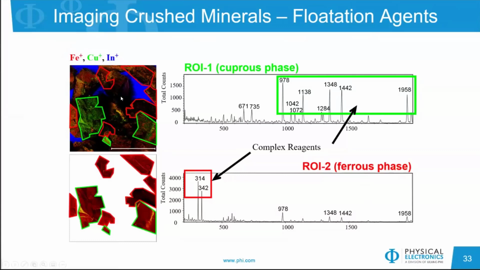And so highlighting in green here the copper regions, you can see the mass spectrum generated from these areas, and the peaks associated with it, as well as looking at the iron particles here and looking at the spectra from that. So you can go from the images and generate mass spectra to see which peaks are associated with the different particles. So it's a very nice way to use TOF-SIMS to analyze flotation agents.